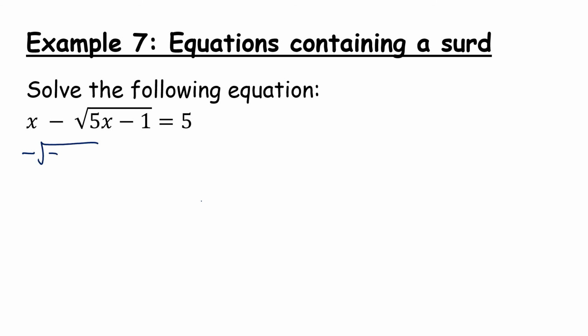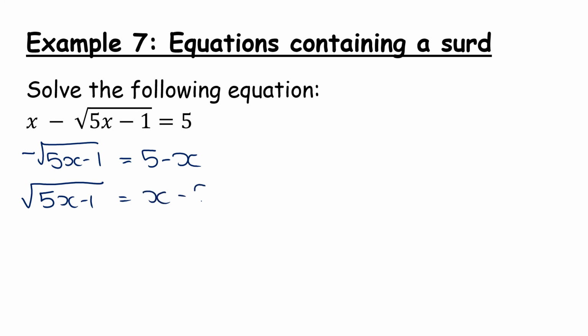So we get minus the square root of 5x minus 1 is equal to 5 minus x. So I just want to change all my signs so I don't have to work with the negative square root. So I'm going to have the square root of 5x minus 1 equals x minus 5. Now you notice that nothing changes under the square root. So what happens is this minus goes to a plus, this plus goes to a minus, and this minus goes to a plus.